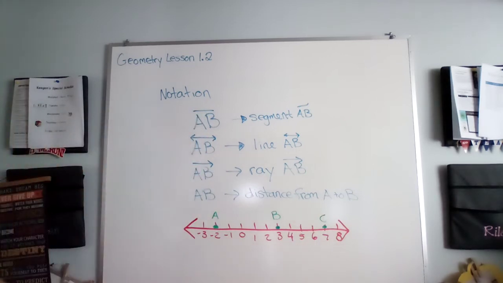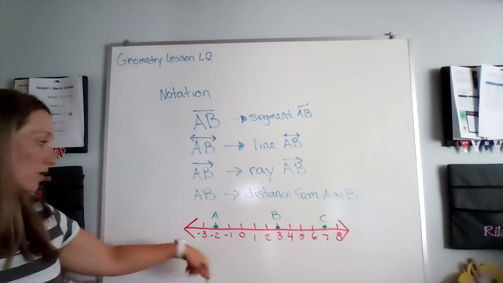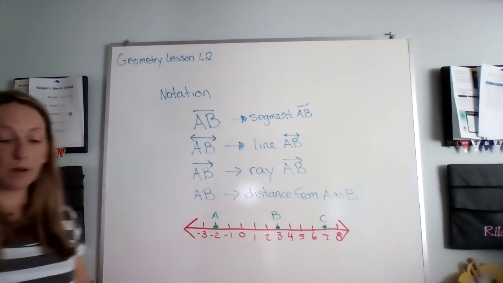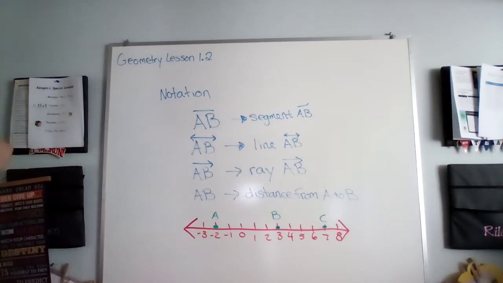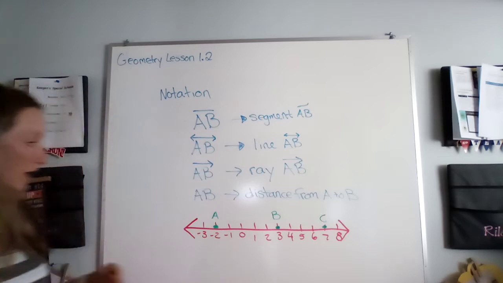All right. So if you were asked, what is the coordinate of point A? You would say the coordinate of point A is -2. What is the coordinate of point B? The coordinate is 3. Remember in our definition, in our vocabulary, coordinate, a real number that corresponds to a point on a line. Okay, so the coordinate is the number that corresponds to the point on the line.